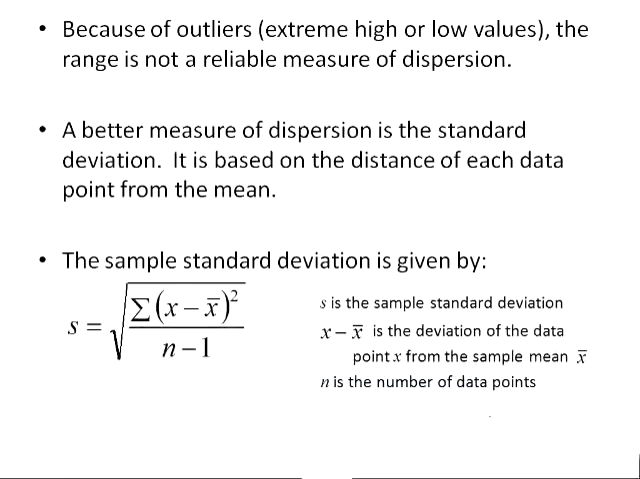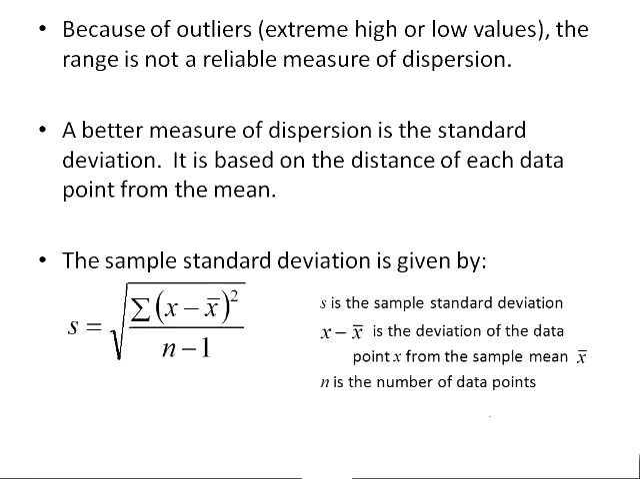Now because of outliers, the extreme high values or low values, the range is not always a reliable measure of dispersion. A better measure of dispersion is the standard deviation. It is based upon the distance of each data point from the mean. The sample standard deviation is given by the following formula.